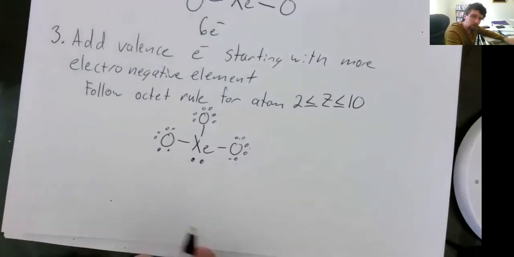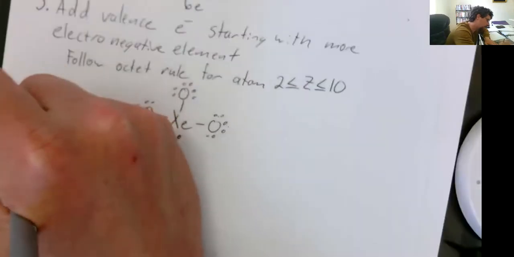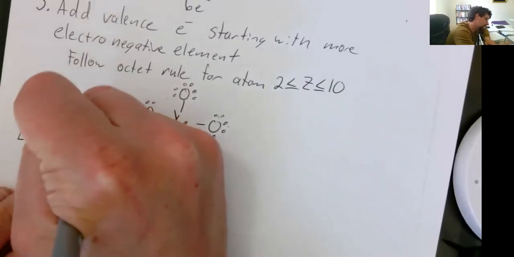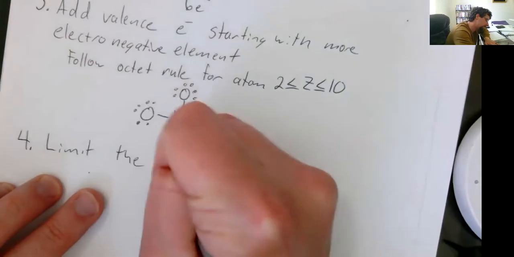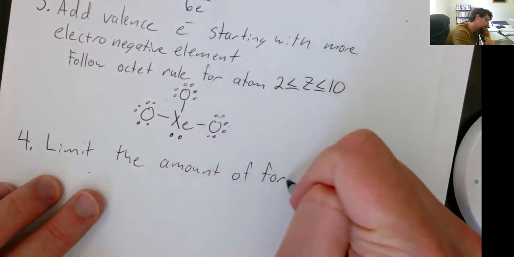Now this might look strange, but if you count the number of valence electrons around the oxygens, they have 8 around them. Next, we want to limit the formal charge. We haven't drawn the formal charge on this yet; we'll explain what that is. Step 4 is limit the amount of formal charge.